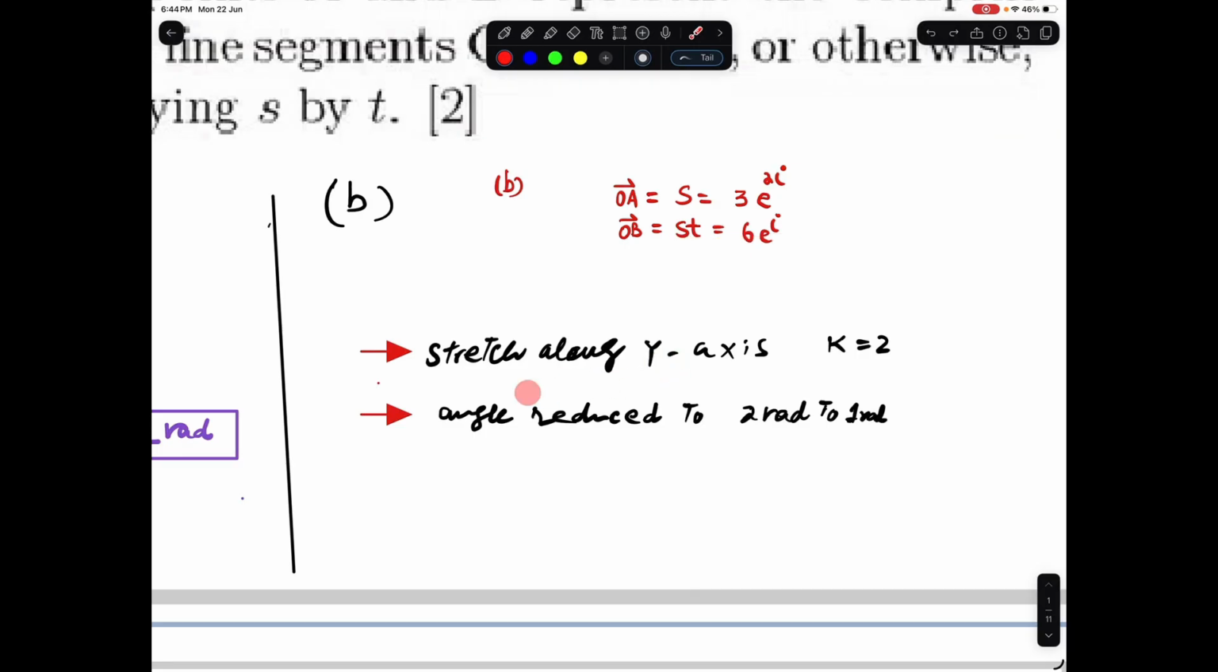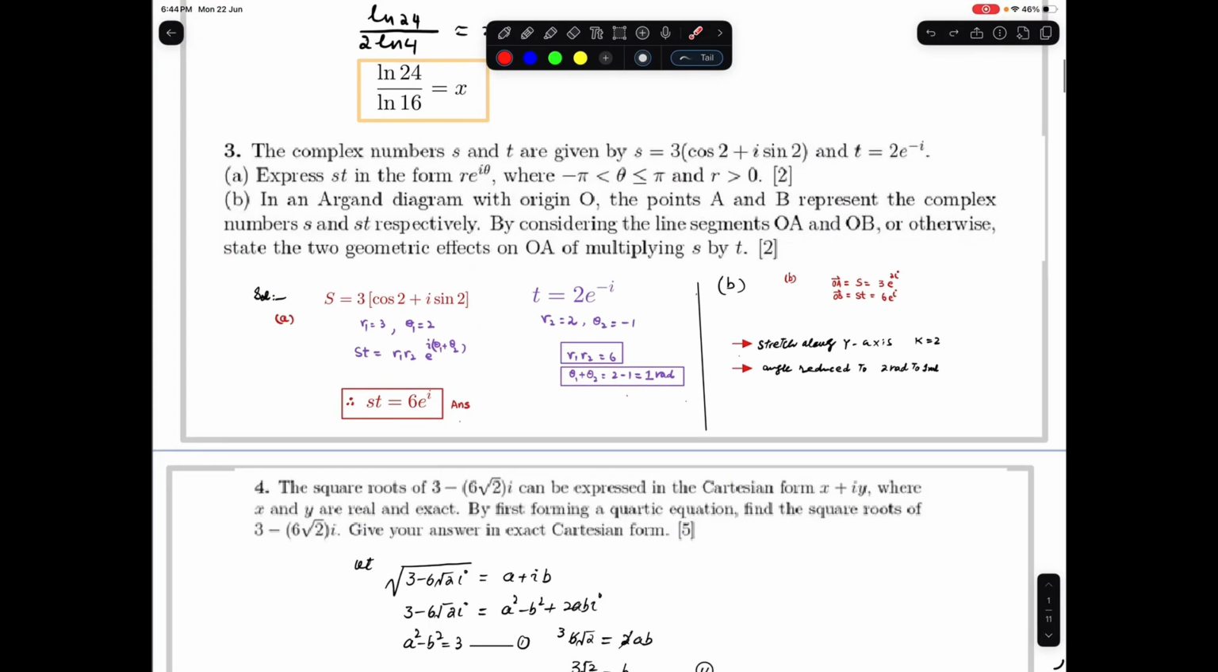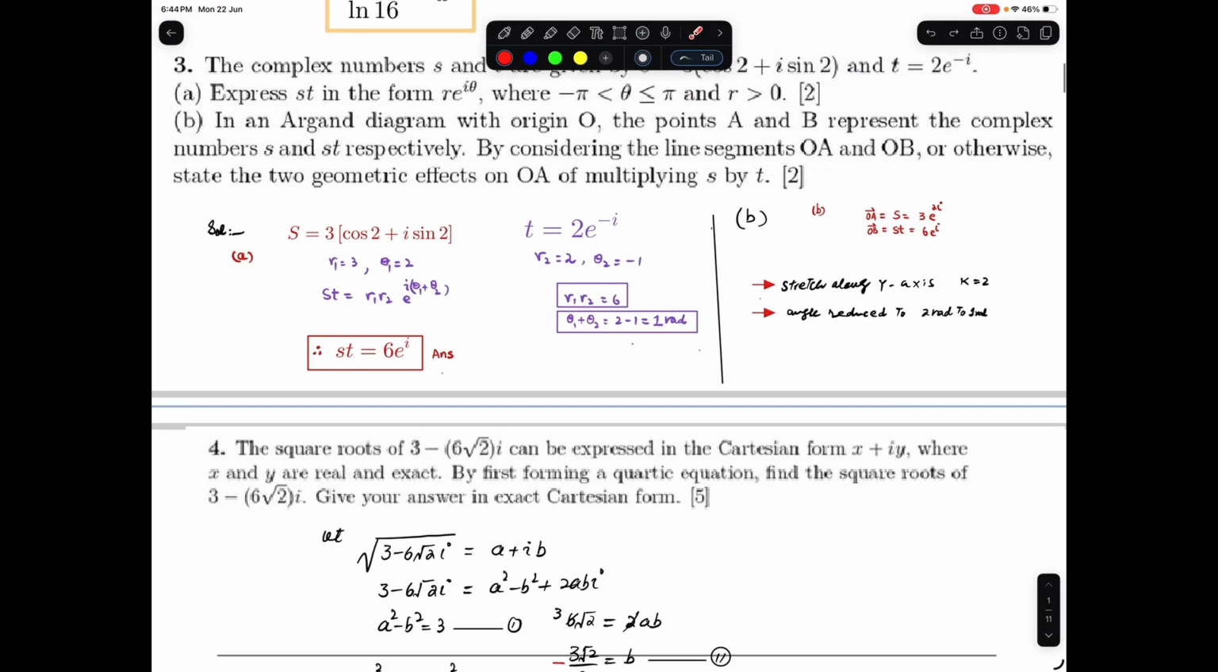So when you get st, the modulus is stretched with stretch factor 2. And what happens to the argument? The argument of s is 2, whereas the argument of st is 1. That means the angle has been reduced from 2 radians to 1 radian. So this is just the geometrical effect you have to tell.